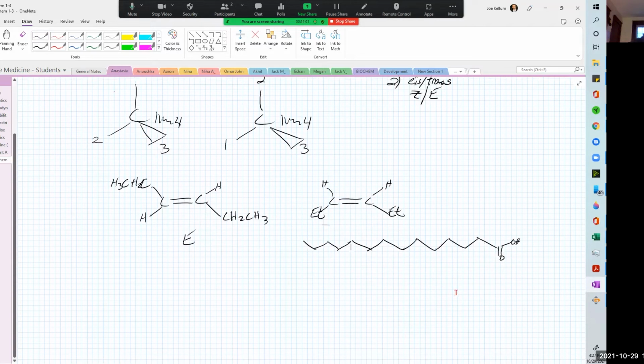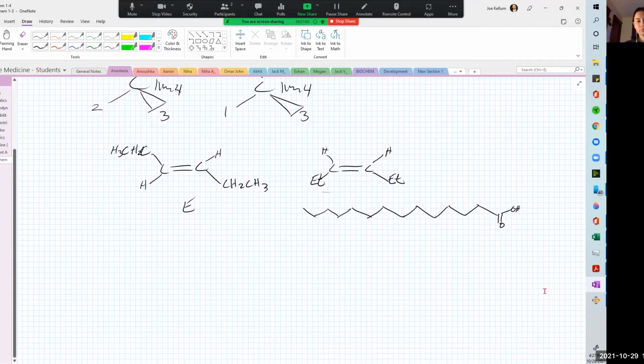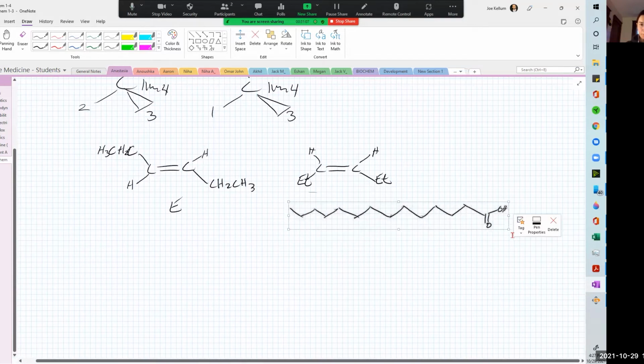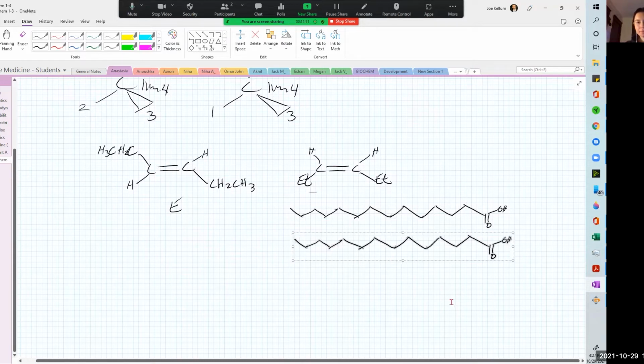Whereas once we start throwing double bonds in on these things, they can start really deviating dramatically in their melting point in particular. Like here, this double bond is going to mess things up a little bit.